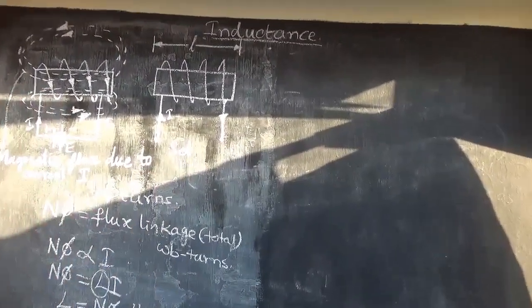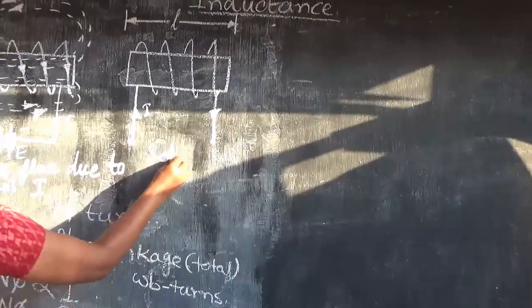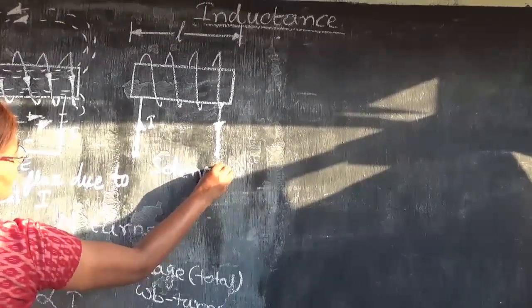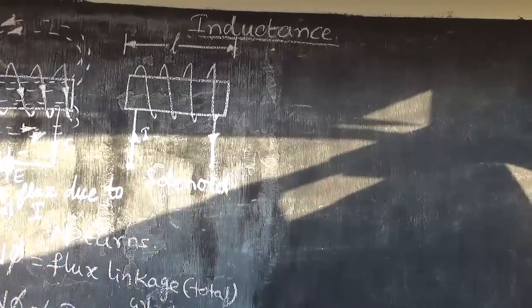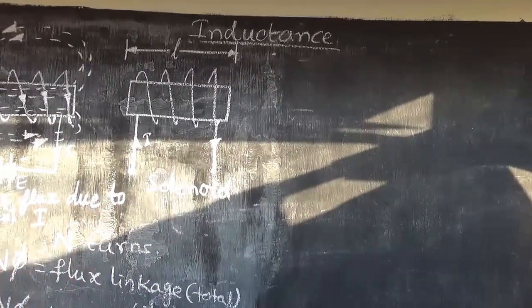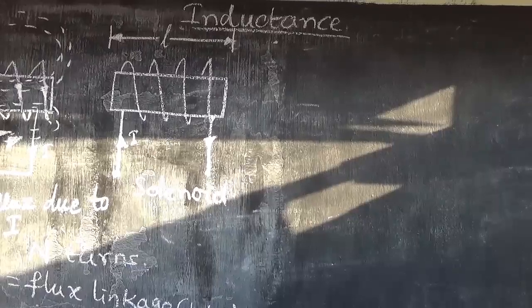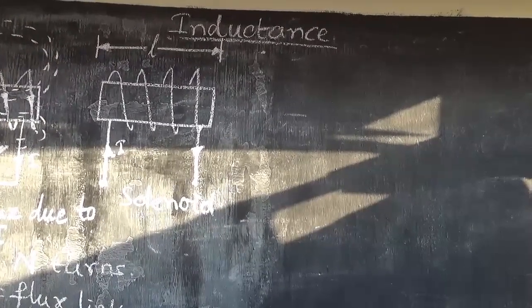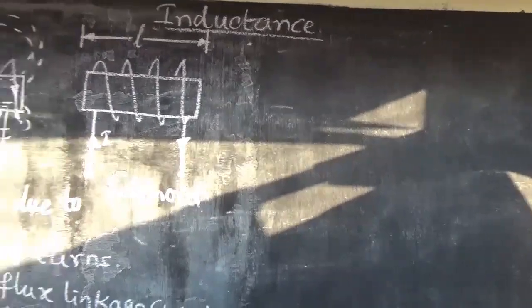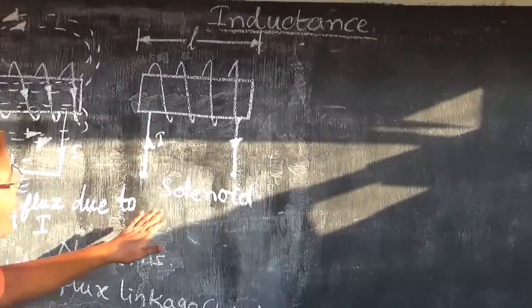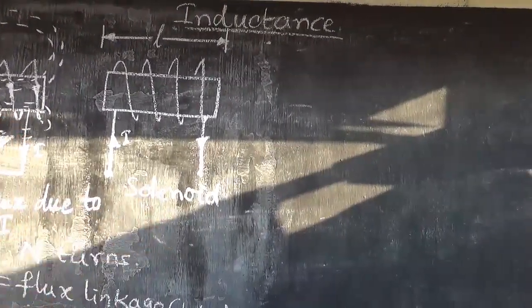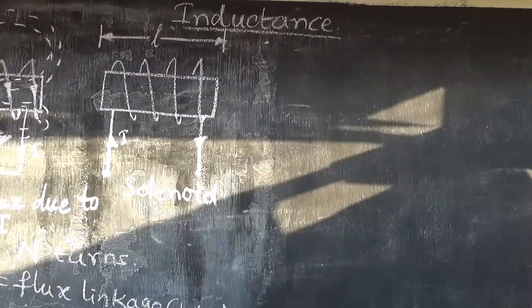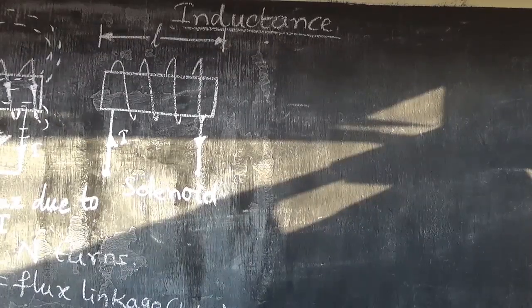We can learn about the solenoid, toroid, and cable. Coaxial cable inductance also we are going to find. First of all, we calculate what is the inductance of a solenoid first. We are going to calculate inductance of the solenoid.